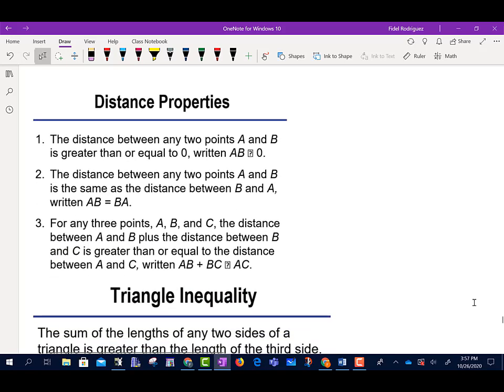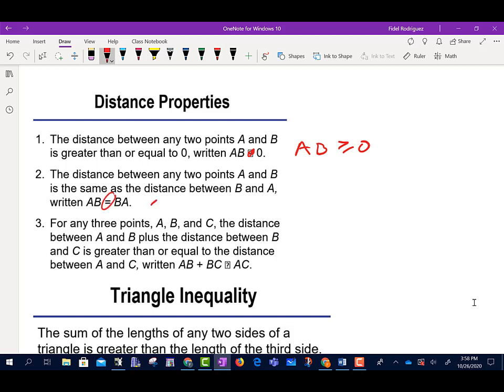All right. So the next part here, we have something called distance properties. It says the distance between any 2 points A and B is greater than or equal to 0. It didn't come out here, but this is supposed to say AB is greater than or equal to 0. And it says the distance between 2 points A and B is the same as the distance between the points B and A.